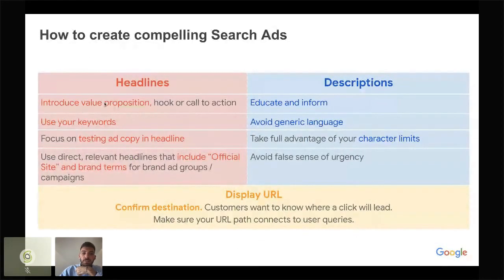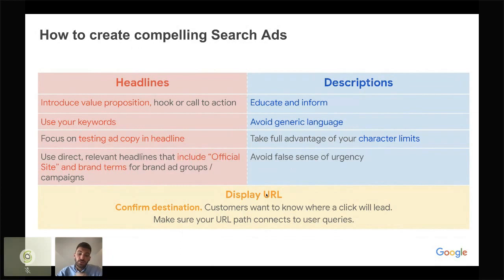So headlines help you introduce your value proposition. Some best practices: use the keywords, test the different headlines for the ad copies, and include the official site of your brand. When it comes to descriptions, the aim is for you to educate your potential buyer, avoid generic language, so be as spot on as possible. Take advantage of as many characters as you can, aiming to cover, again, the biggest size possible, and avoid false sense of urgency, aiming to catch the click.